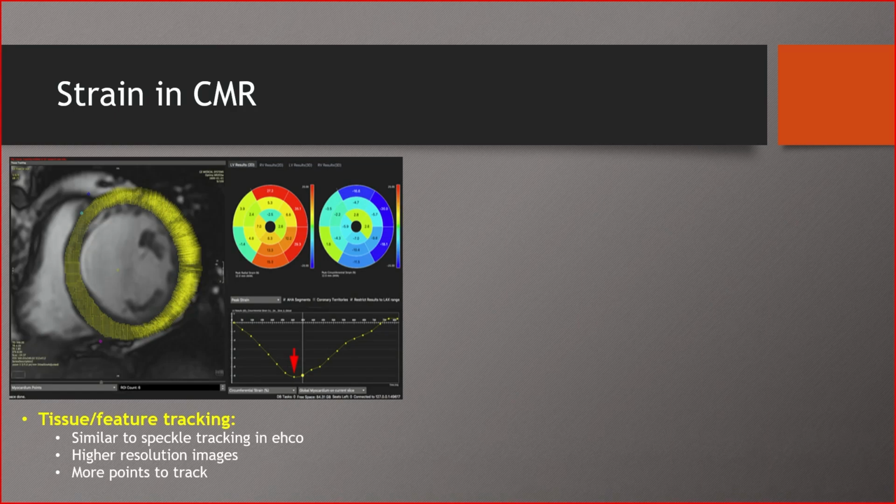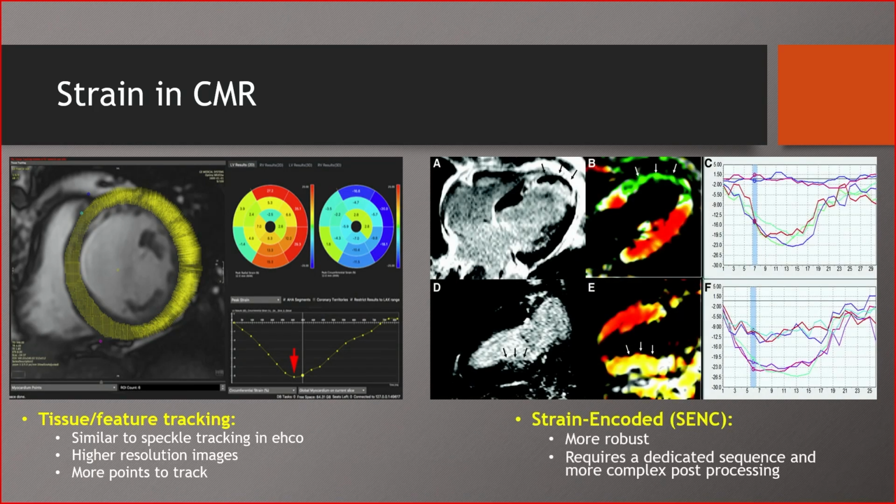Strain in cardiac MRI is also a thing, like it is in echo. There are two common ways that can be utilized to do that. One of them is tissue feature tracking, which is dependent on speckle tracking, similar to how we do it in echo. And it usually requires high resolution images, more points to track, but like echo, it gives you a number that will tell you how negative the strain is, and you can use that to help guide your management.